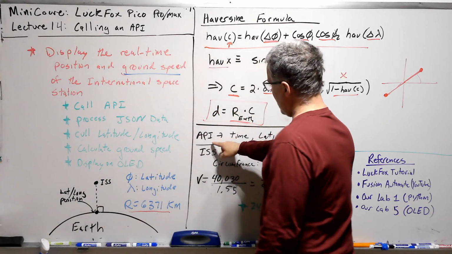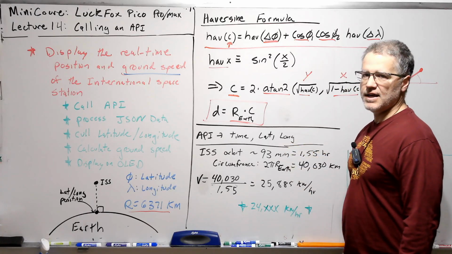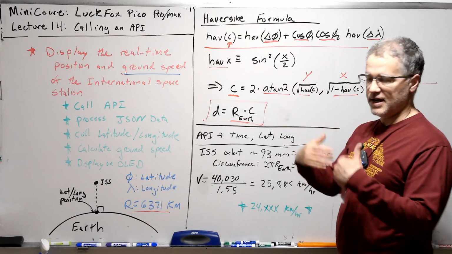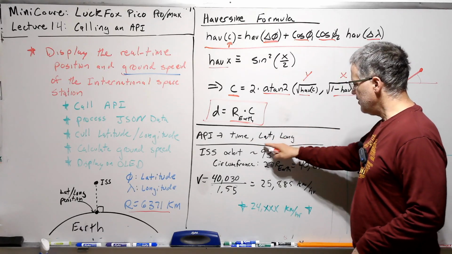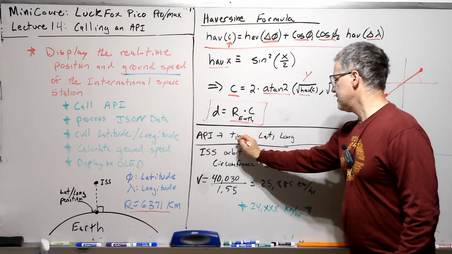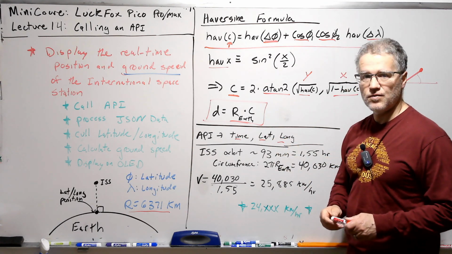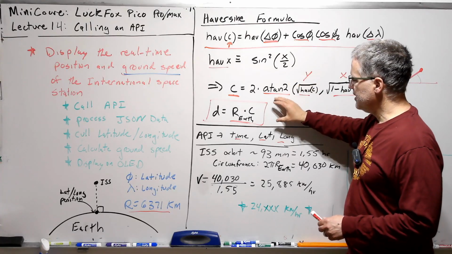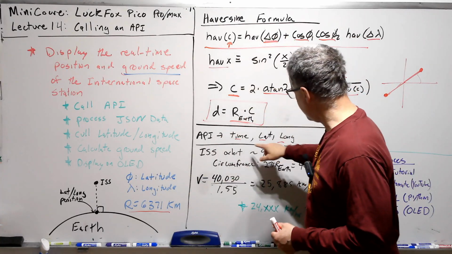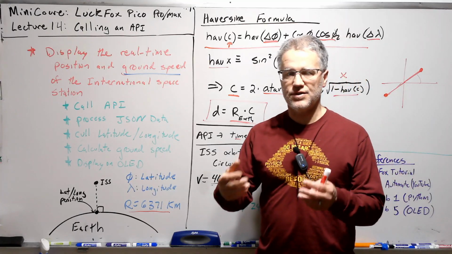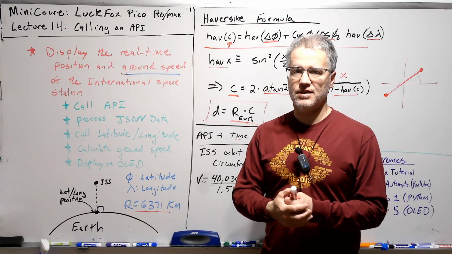Okay, so then our API is going to grab time, latitude, and longitude. And we can go out and grab that at any interval we want. So we'll just grab that at a set interval. We'll get time, latitude, and longitude. And from that then, we will use this formula to calculate a change in distance, and we'll use the time information to get a change in time.